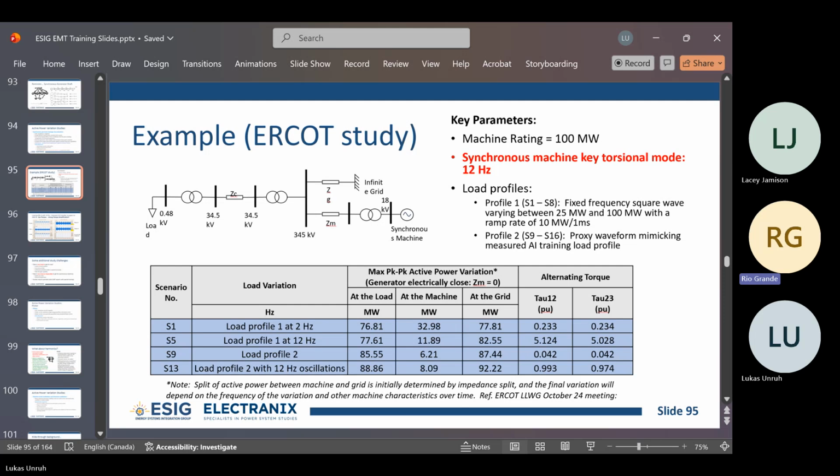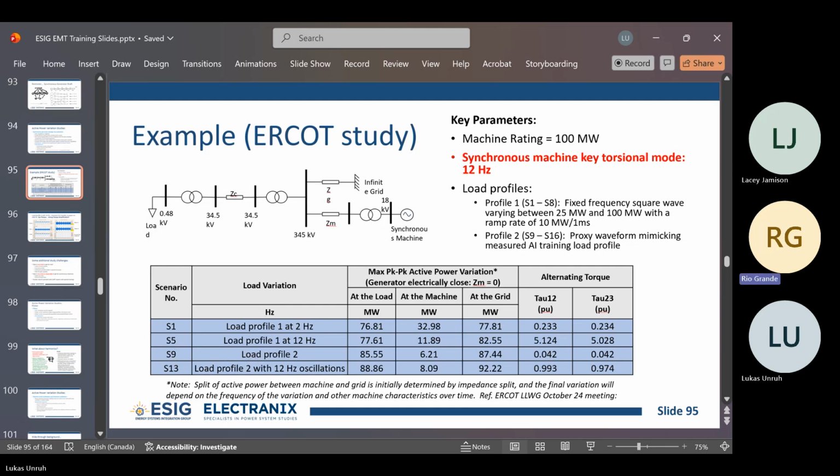So the next one is scenario 5, load profile at 12 hertz. This is really just the worst thing we can do to the machine, to vary exactly at the torsional frequency. If we do this, the shaft torques will quickly grow to like 5 per unit, and this shaft would have broken very quickly if this had happened in reality.